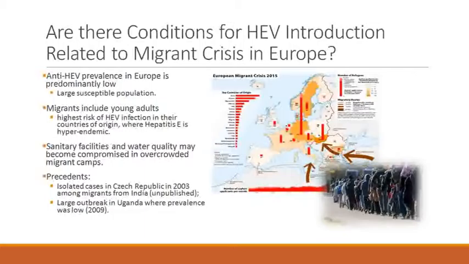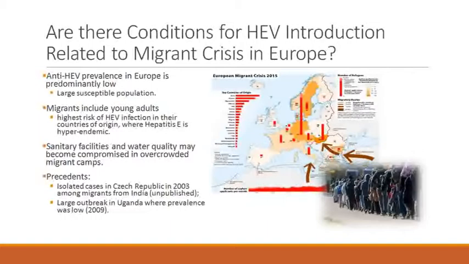Anti-HEV prevalence in Europe is predominantly low, as you saw previously, and this results in a large susceptible population in Europe. Migrants from hyperendemic areas are at highest risk of HEV infection because they are young people. As you know, in hyperendemic areas in developing countries, this is the highest risk population. Sanitary facilities and water quality may become compromised in overcrowded migrant camps.